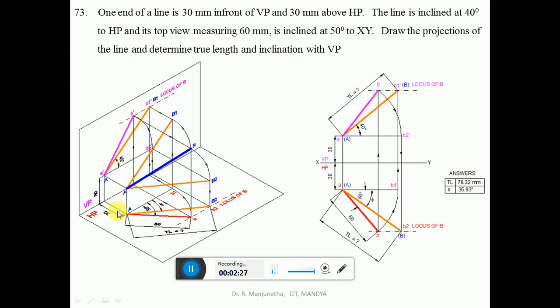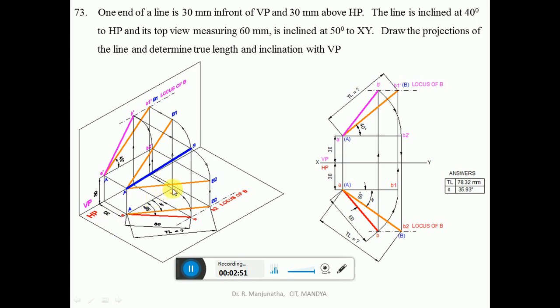So which is the line which can be parallel to VP? The line which is inclined to VP. So the line which is inclined to VP is AB. So with A as center, take the radius of AB and draw an arc such that it is going to be parallel to VP. Once you make that line parallel to VP, we can see AB1 is the line which is parallel to VP.